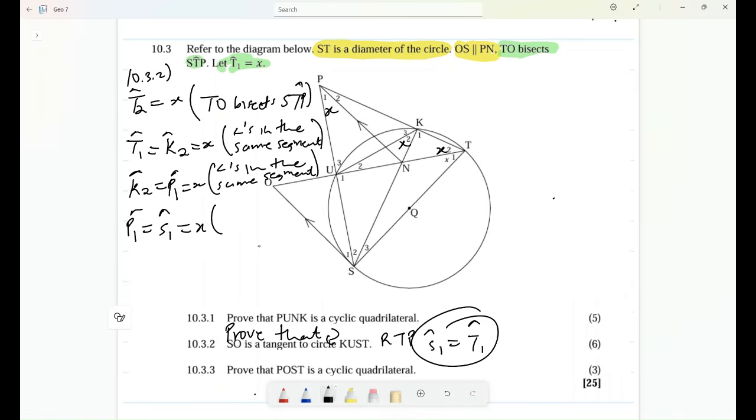Remember, what's the reason, Hannah? Alternating angles. But you should say such that OS is parallel to PN. Now, if this S1 is equal to x and T1 is equal to x, then it means this is what I was trying to prove. And remember, the main focus was to prove that S1 is equal to T1. And now I have found that S1 here is equal to T1 there.